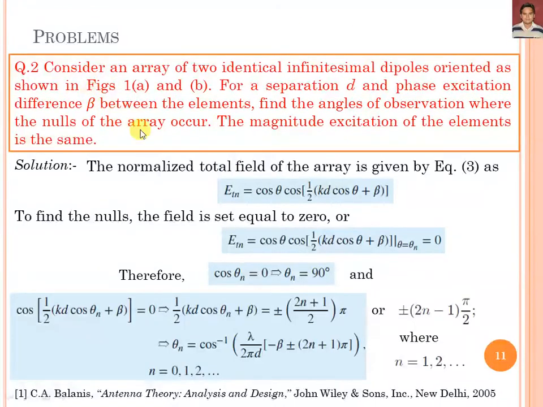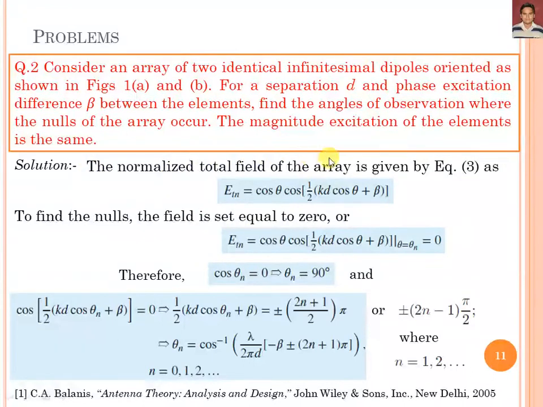This is another problem, based on infinitesimal dipoles, where we take the separation distance d and the phase excitation difference beta between the elements. Then find the angle of observation where the nulls of the array occur. As we have discussed in the previous problem, similarly we can do this analysis in this problem also. The magnitude excitation is the same.